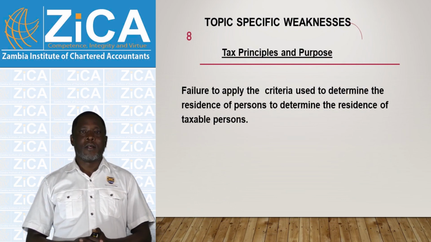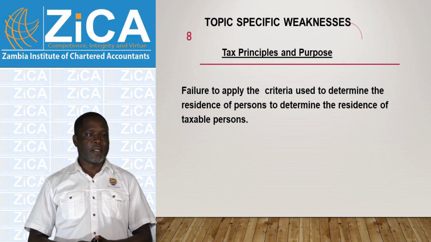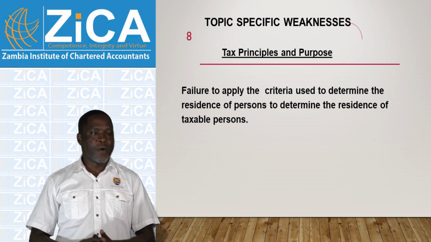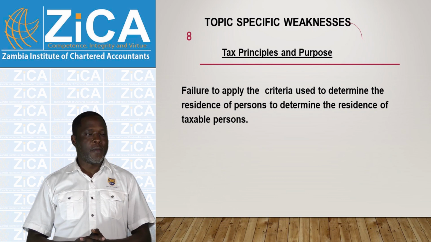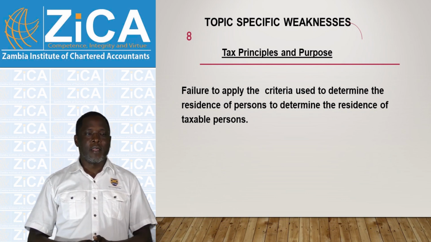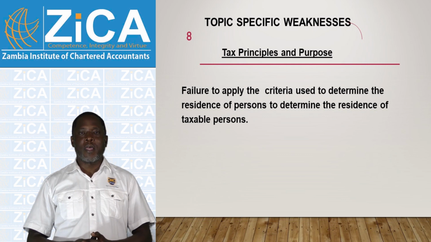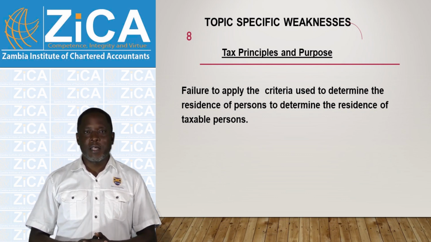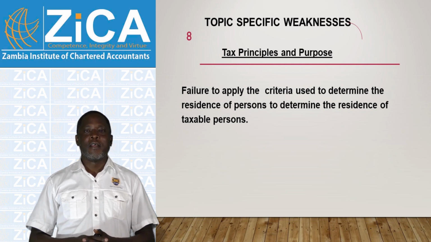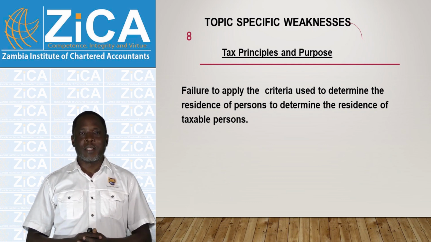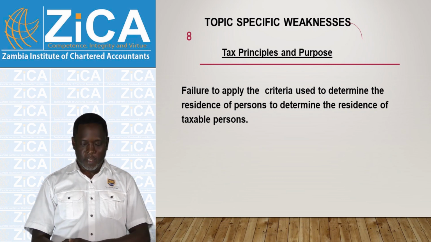We look at topic-specific weaknesses. Now, when it comes to tax principles and purpose, one of the most commonly made mistakes is failure to apply the criteria used to determine the residence of persons. So it is important that you are able to determine the criteria which is used to determine whether an individual is resident in Zambia, as well as the criteria which is used to determine whether a company is resident in Zambia for tax purposes.